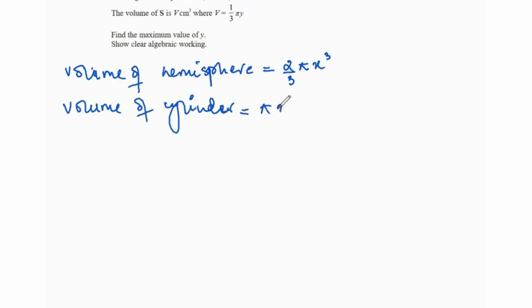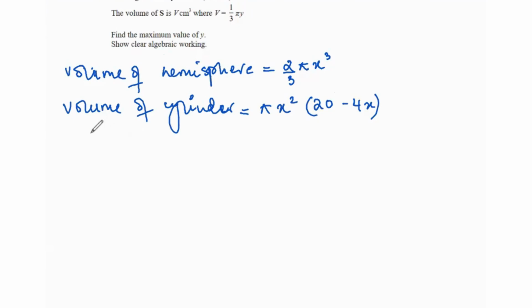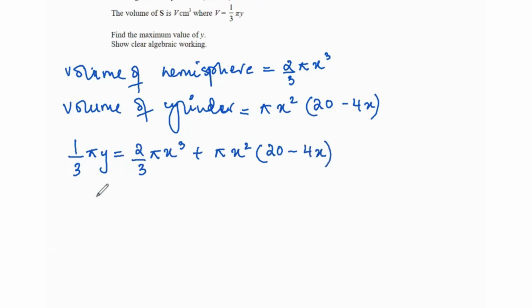is pi r squared, x squared times h, which is 20 minus 4x, if I'm not wrong. Yeah, 20 minus 4x. So 1 over 3 pi times y is the same as 2 over 3 pi x cubed plus pi x squared times 20 minus 4x. Let's simplify the right-hand side first. So 2 over 3 pi x cubed plus pi times 20x squared minus 4x cubed.